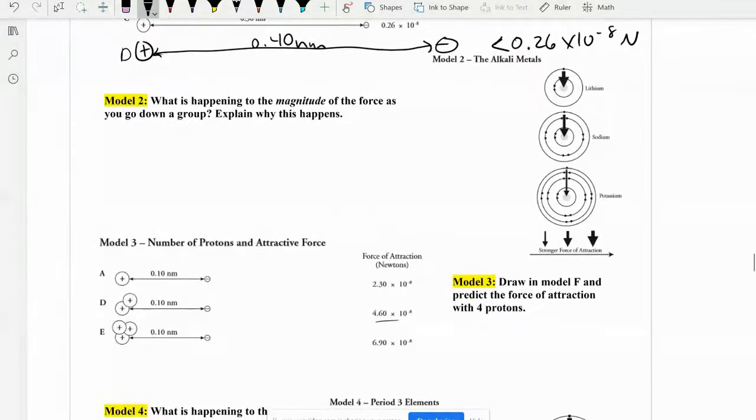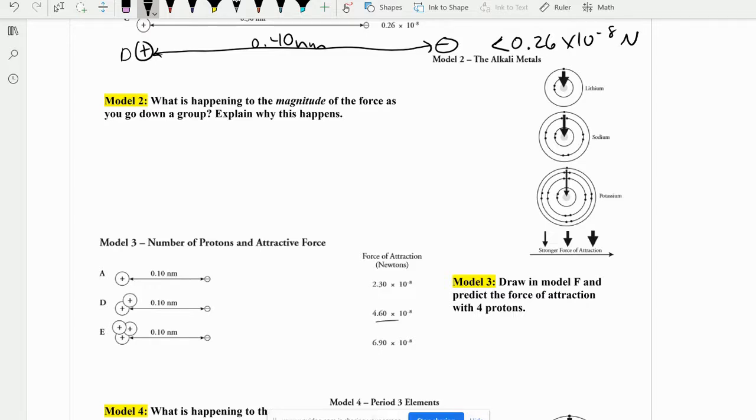Let's do model number 2. And here it's asking what's going to happen to the magnitude, so the size of the force, as you go down a group. And so you can see here in the picture of Model 2, we're in the alkali metals, and they're showing us lithium, sodium, and potassium.